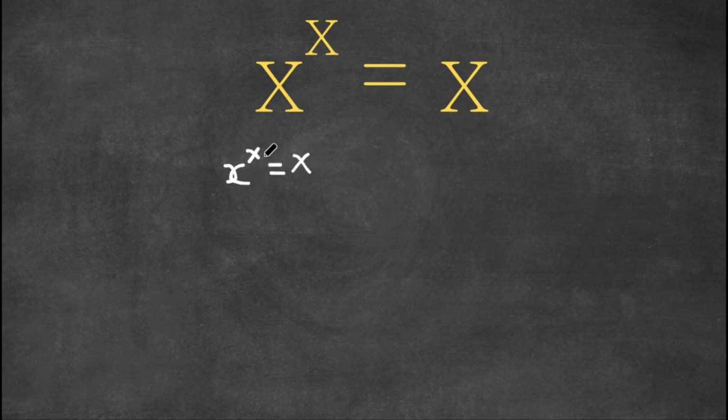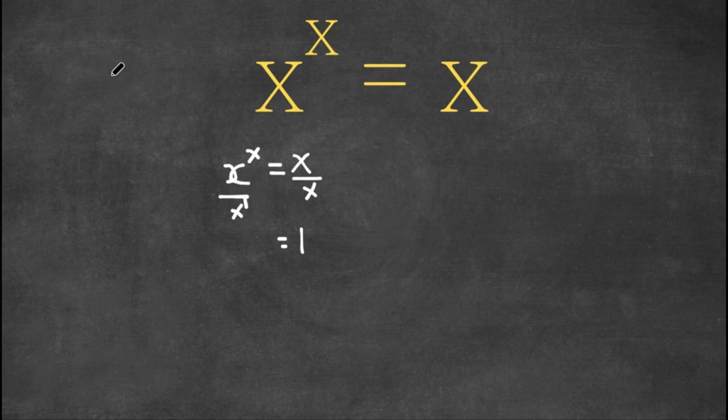So we have x to the power of x equals x, and if I divide by x on both sides, well, first off, on the right side, x divided by x is simply 1, because anything divided by itself is 1. Now, on the left-hand side, we have x to the power of x divided by x. And x here, our denominator, can be written as x to the power of 1.